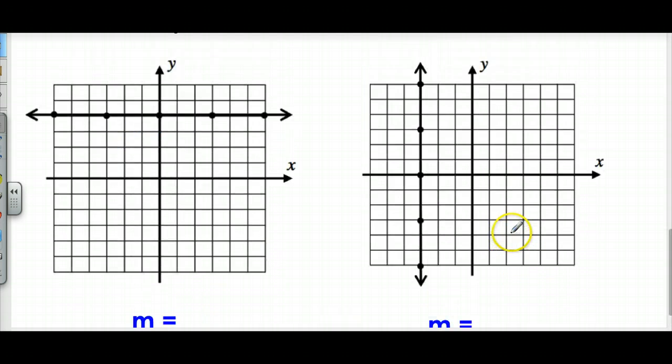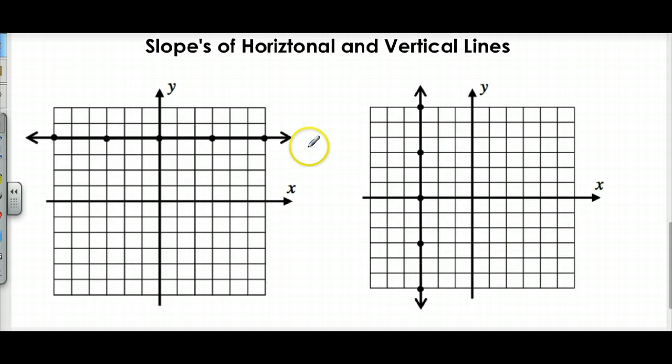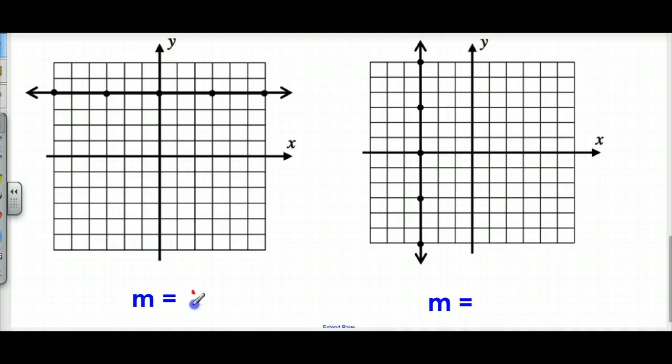Perfect. Now let's check this out, the slope of horizontal and vertical lines. So for this one, it's rise over run. And if you look over here, the rise is nothing. There is no rise. So if I were to find the slope, I would say the rise is 0. Now the run, well, any 2 points, 1, 2, 3. This is 0 over 3. And 0 divided by 3 is equal to 0. Now this works for any horizontal line. The slope of a horizontal line is always 0, okay? All horizontal lines are always 0.